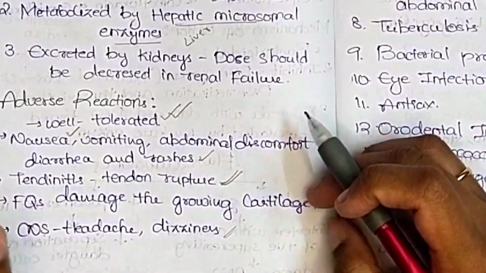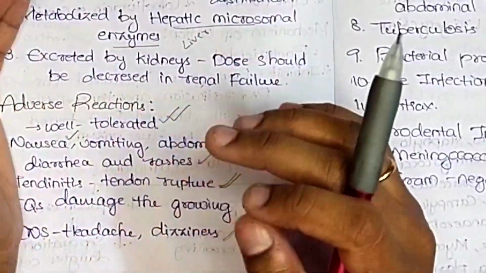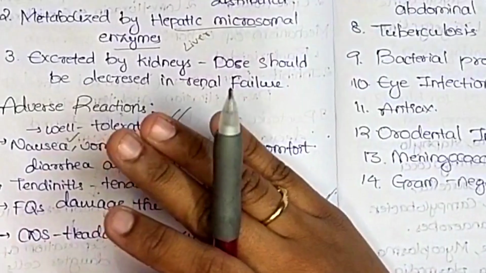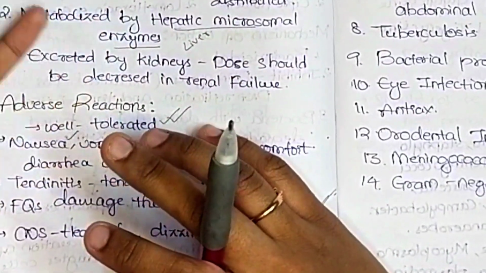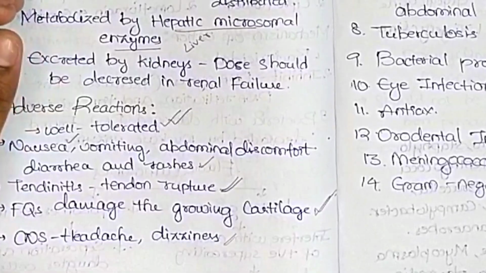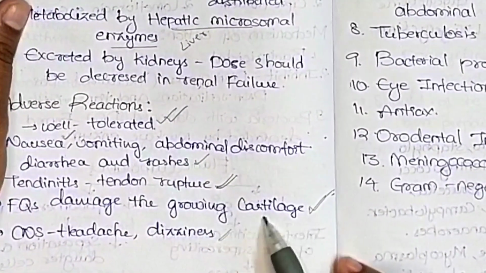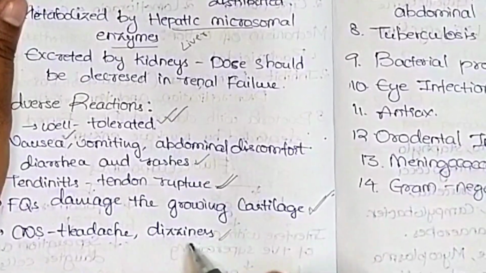So fluoroquinolones are not recommended for babies, like infants, because they'll be having cartilage on the growing bones, where the bone is not completely formed. So fluoroquinolones damage the growing cartilage. And also regarding the central nervous system, it could cause headache and dizziness.